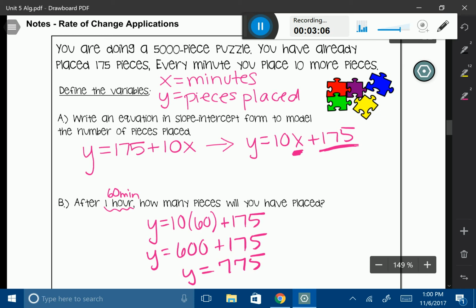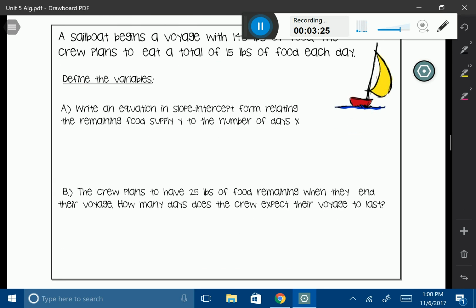All right. So now that we have found our equation, and we found how many pieces would be placed in 1 hour, I could also ask multiple things here. I could ask, how many pieces were placed after 3 hours. I can ask multiple questions for this type of problem, but let's go ahead and stick with what we have. Okay, let's look at another one. Let's look at a sailboat.